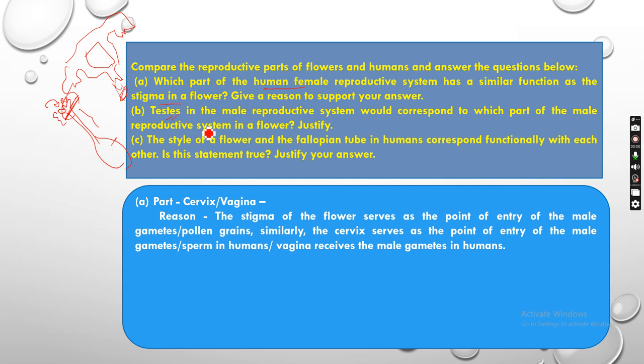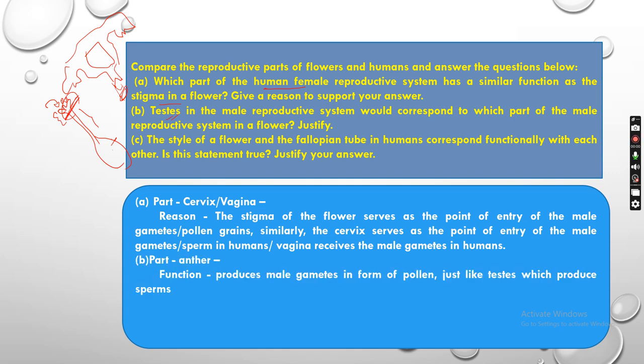Testes produce the sperms, right? So which part of the male reproductive system in a flower? The male part of the flower is the anther, right? Testes produce sperms, anther produces the pollen. So that will be the answer for this question. It produces male gametes in the form of pollen, just like testes which produce sperm. Okay, so the answer is anther.